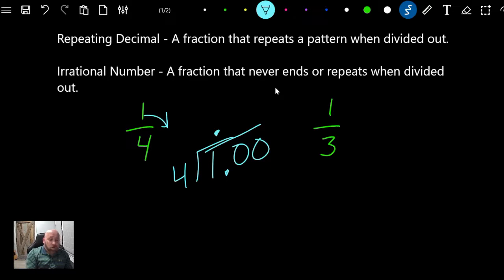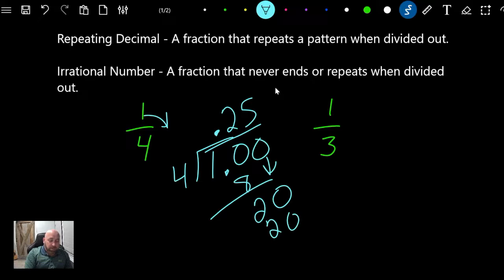And then I say 4 goes into 10 how many times? 4 goes into 10 2 times. So that goes 8, subtract, and I'm going to get 2. Bring down my next 0 and I get 20. 4 goes into 20 5 times. 5 times 4 is 20, and there's my 0. As soon as it zeroes out, I'm done.